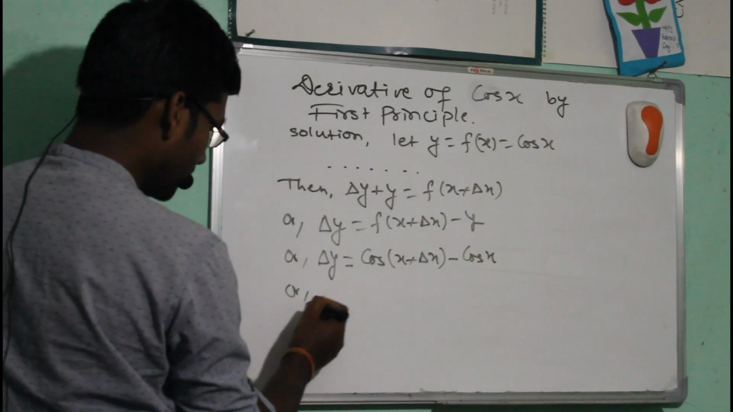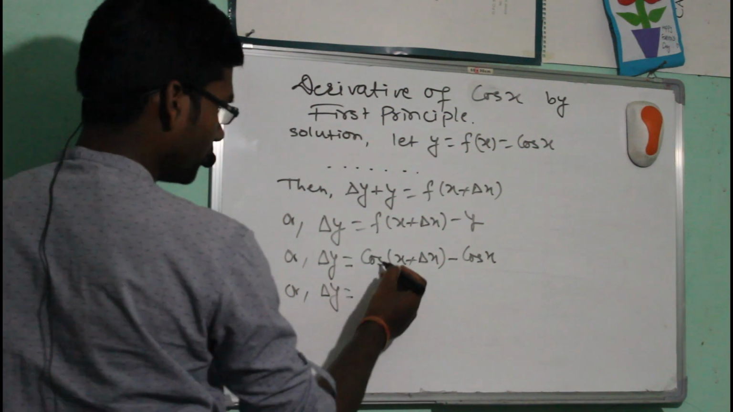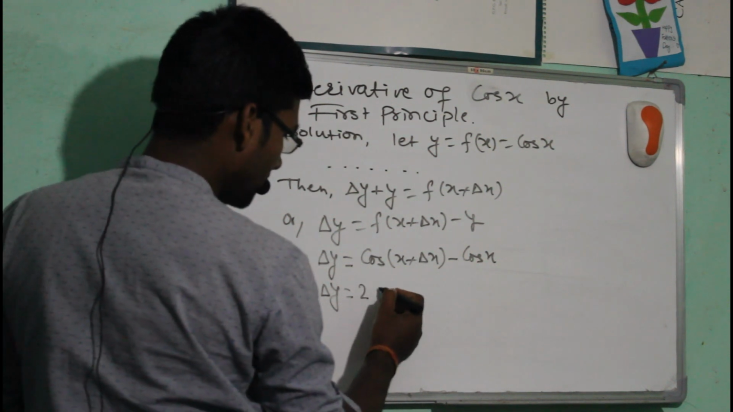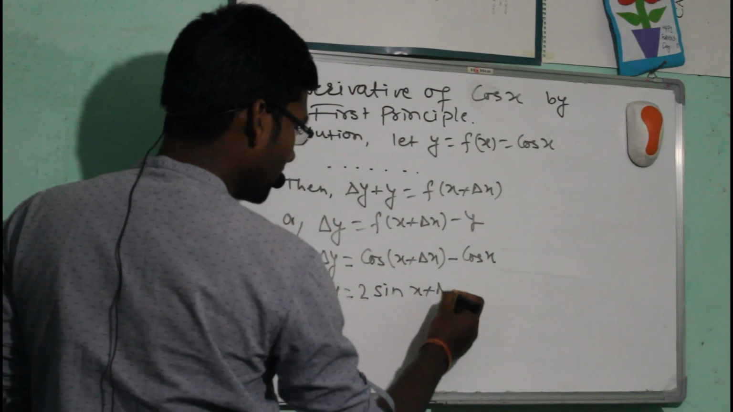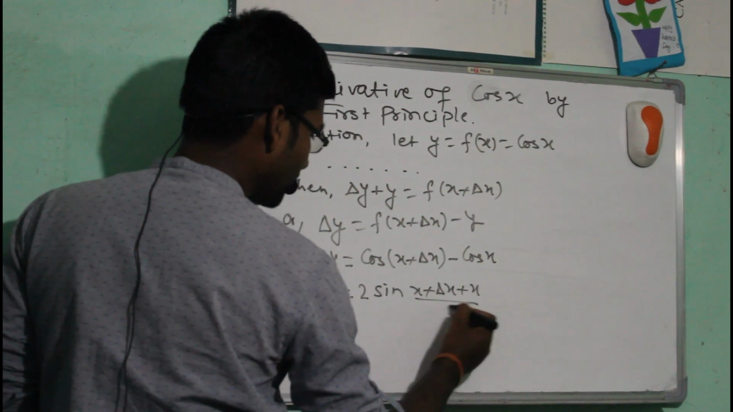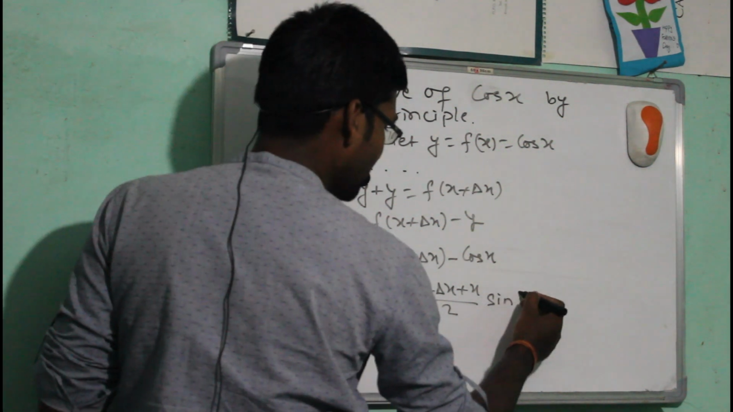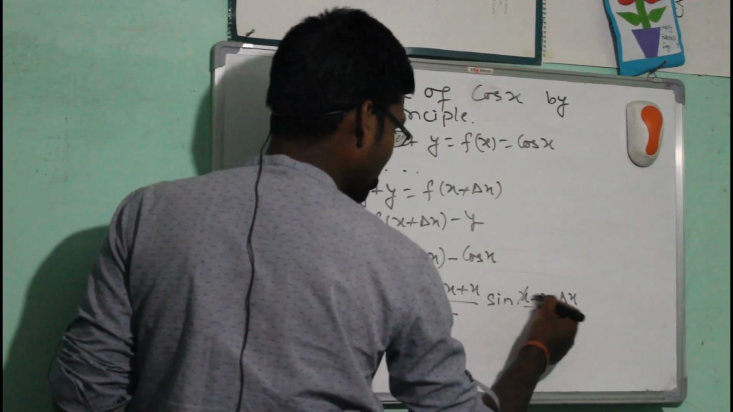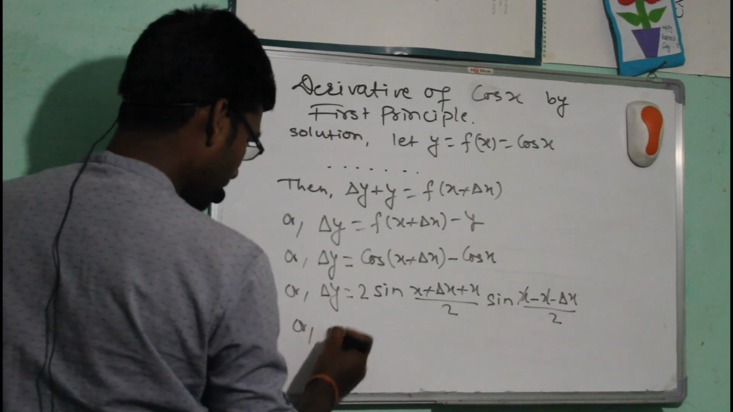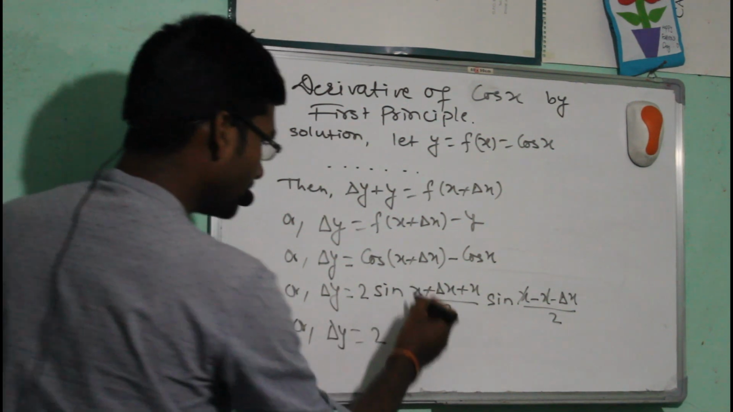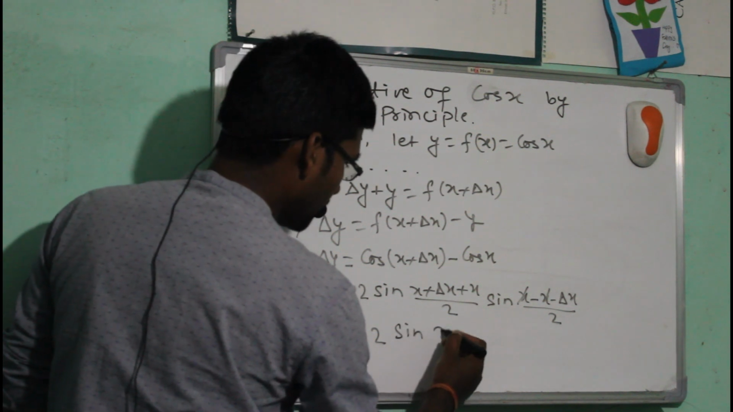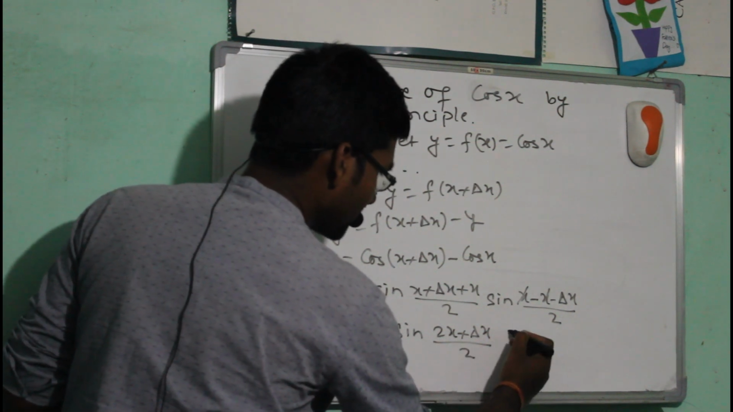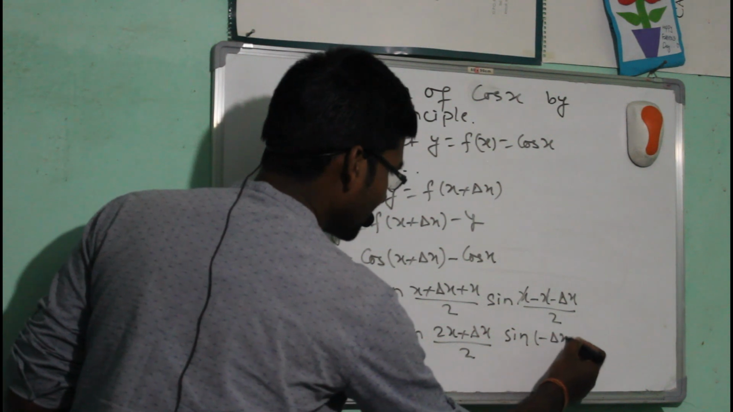And now if we simplify further, we'll be getting here delta y equals, now let's use the formula of cos c minus cos d, so that we'll get here 2 sin (c plus d) by 2 and sin (d minus c) by 2, so x minus x plus delta x by 2, x and x cancel, so what we get here, or the value of delta y is 2 sin (2x plus delta x) by 2, and then it is here sin minus delta x by 2.